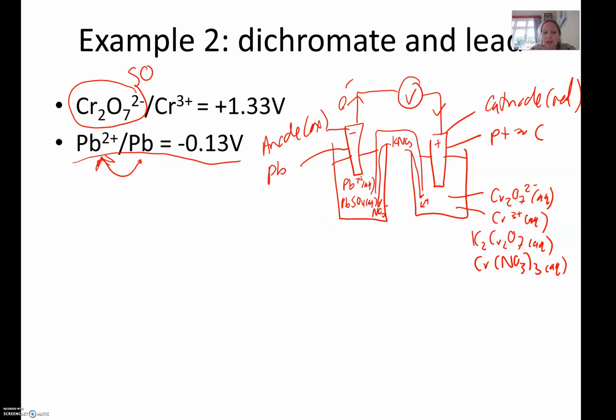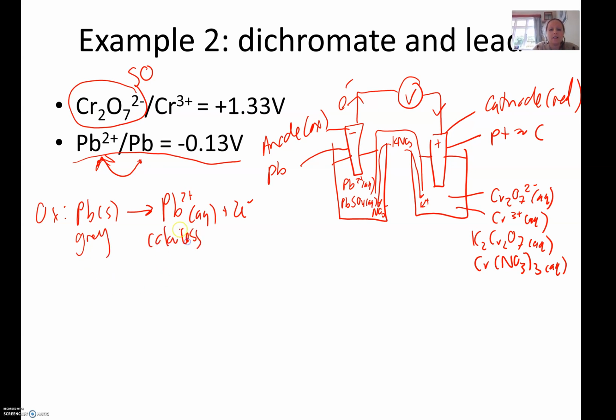So now we've actually worked out what's happening, we can do some equations here. If we do the oxidation one, that's nice and easy. Pb solid goes to Pb2+ aqueous plus 2 electrons. All metals are grey, so lead's grey, and Pb2+ ions are colourless. Okay, so this has got an oxidation number of 0 and +2. Increase in oxidation number equals oxidation, and we also know that a loss of electrons is oxidation.